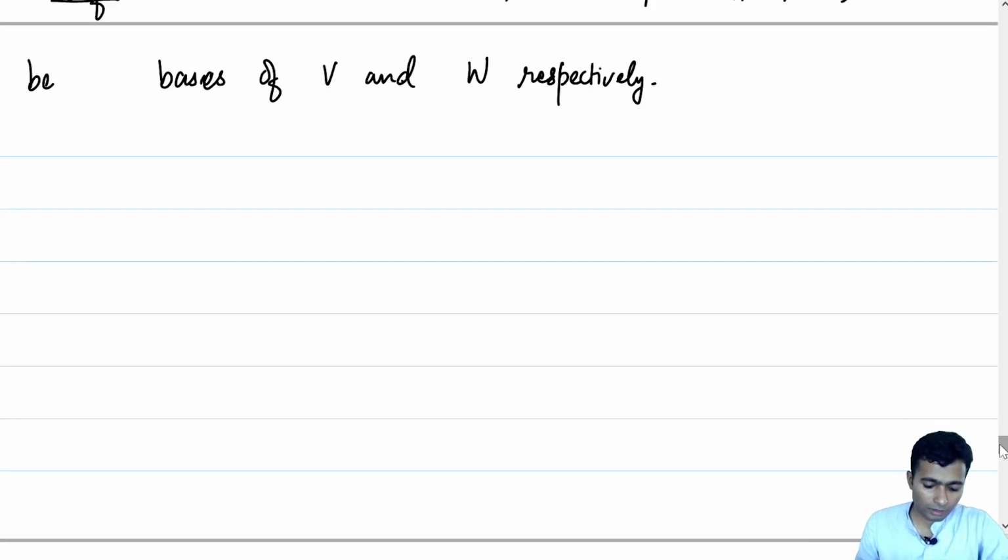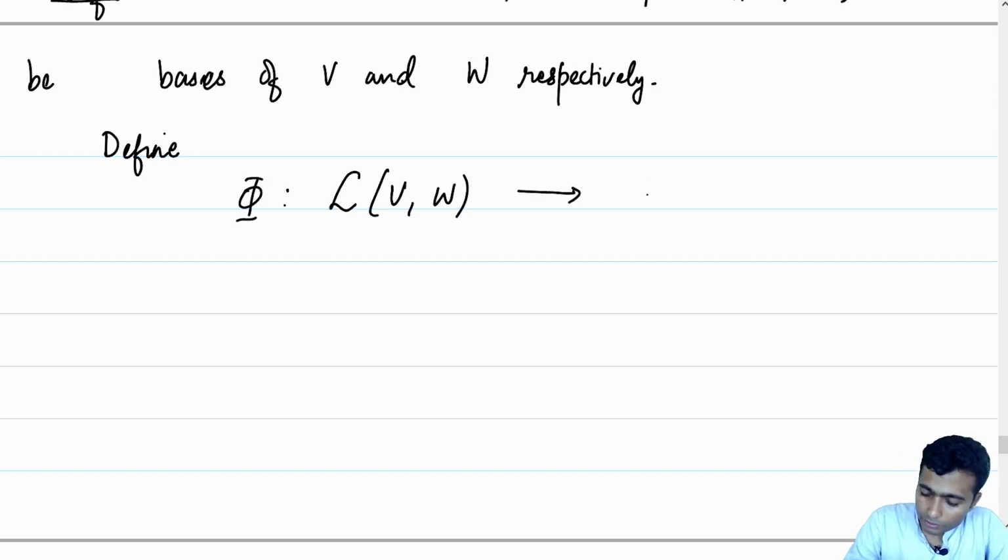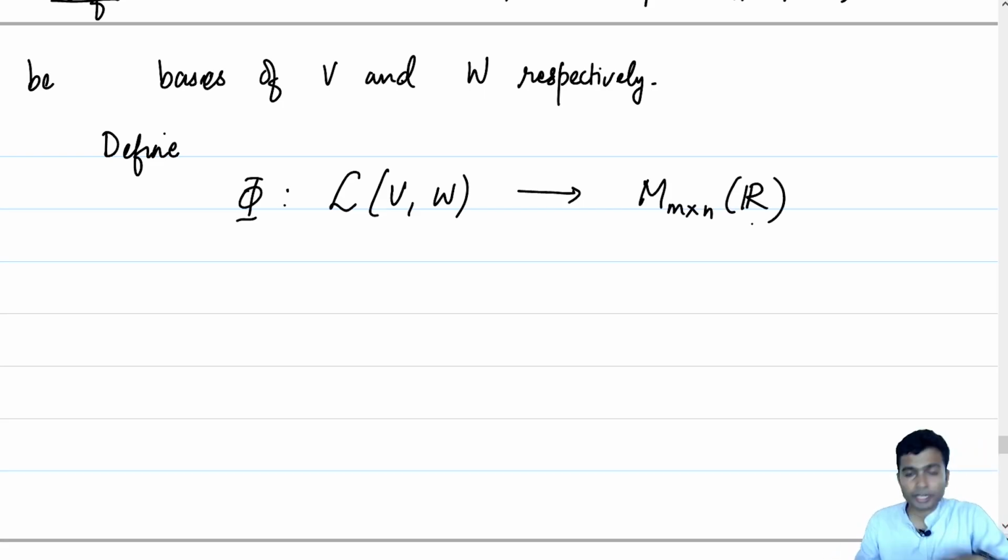Let's now define a map phi. Define capital phi from L of V comma W into the m cross n matrices over R. Recall that m cross n matrices over R was a vector space consisting of all m cross n matrices, and it had a basis with all the matrices with 1 in position ij and 0 elsewhere. So there will be mn of them. So the dimension of the vector space on the right is actually mn.